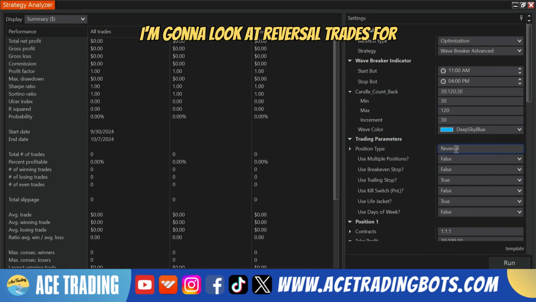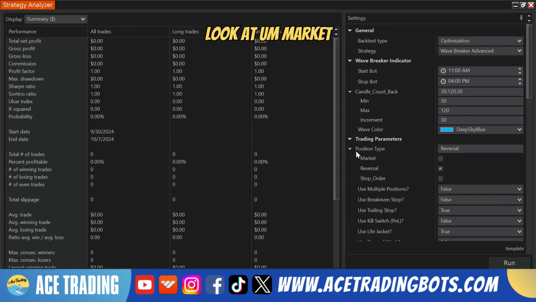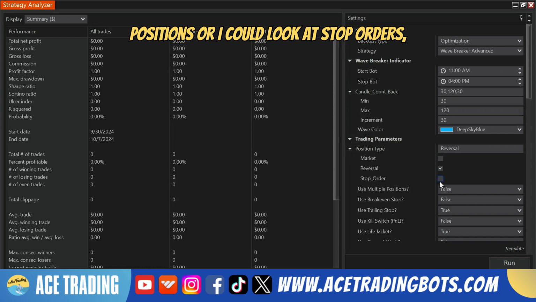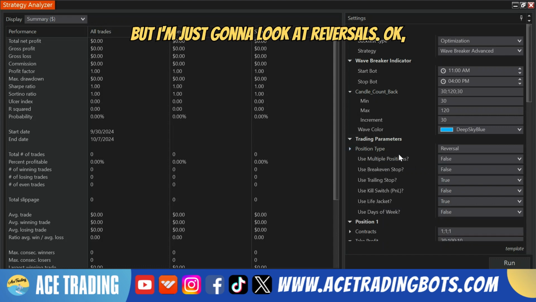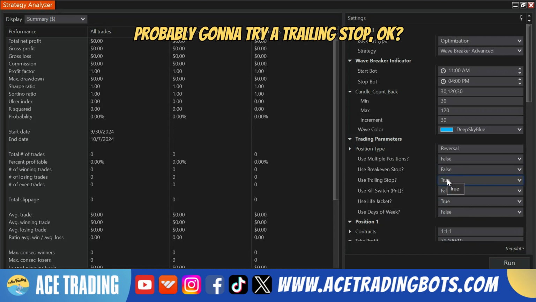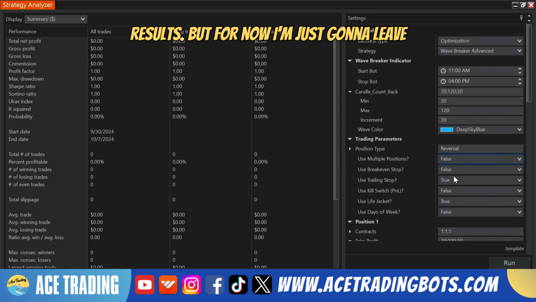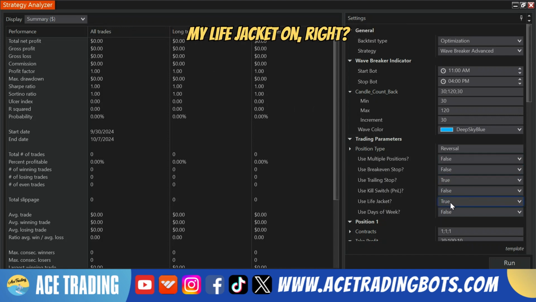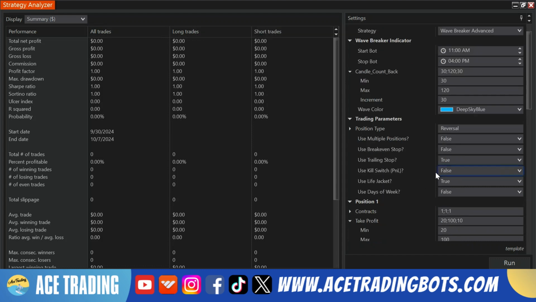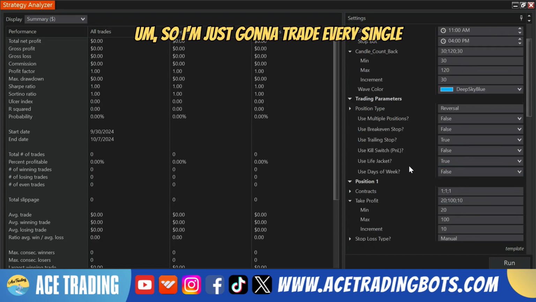I'm going to look at reversal trades for this optimization. I could potentially look at market positions, or I could look at stop orders, but I'm just going to look at reversals. Okay, I'm not going to have multiple positions. I'm not going to look at break evens. I'm probably going to try a trailing stop. Okay, because I have that option to me, so why not trial it? I'm not going to use any kill switches. These are all things that I could look at later to improve my results, but for now I'm just going to leave it to some basics. I'm going to keep my life jacket on. All right. I'm just going to trade every single day.